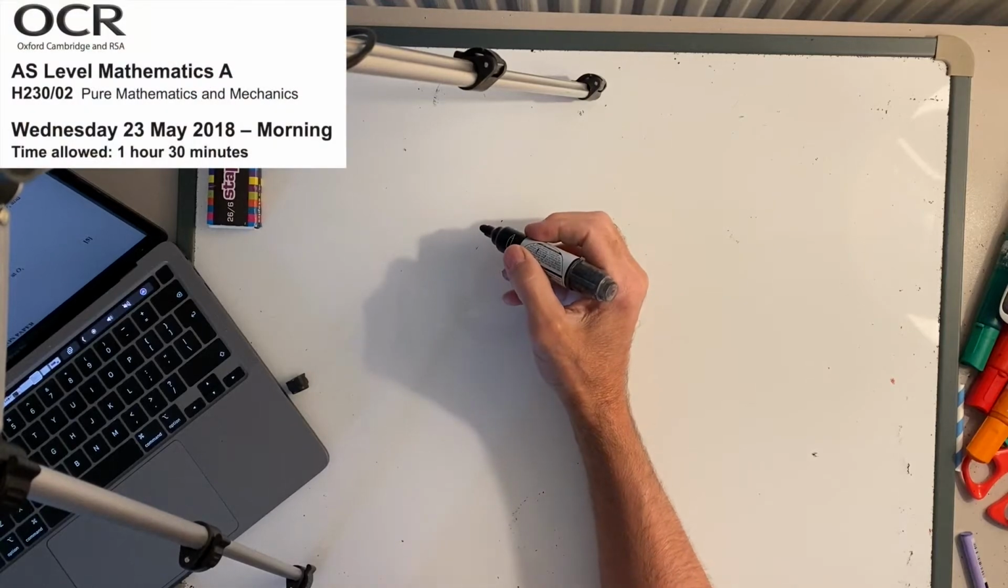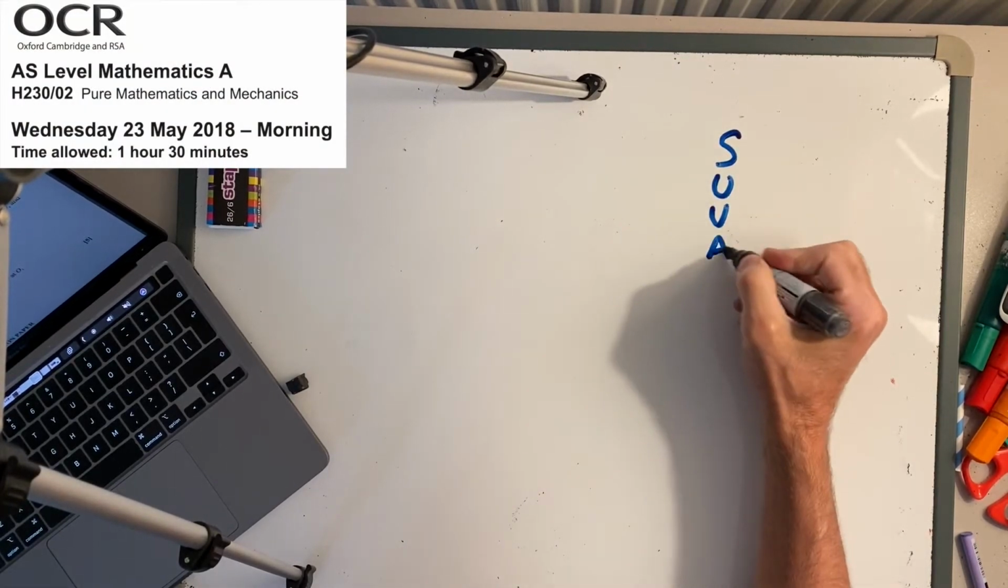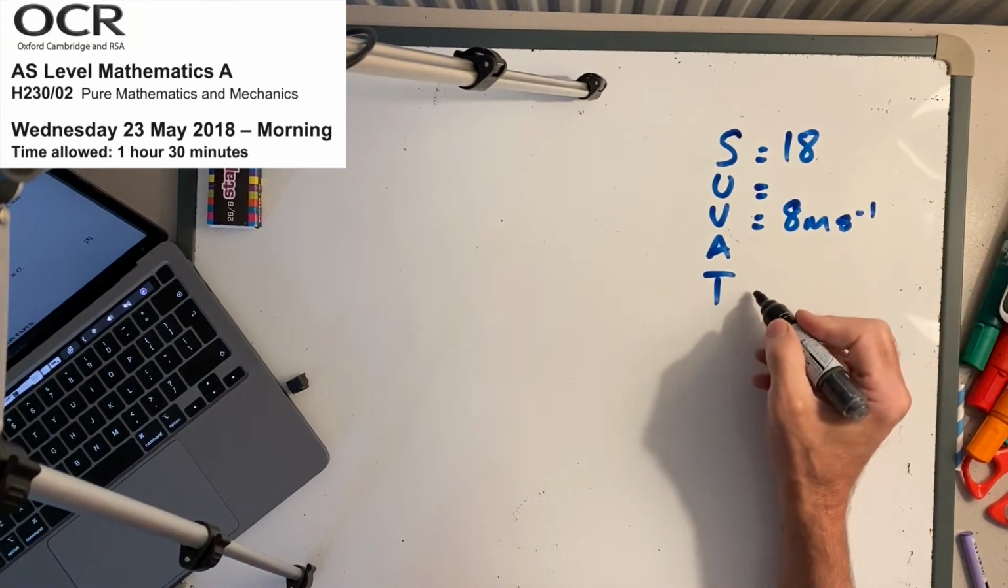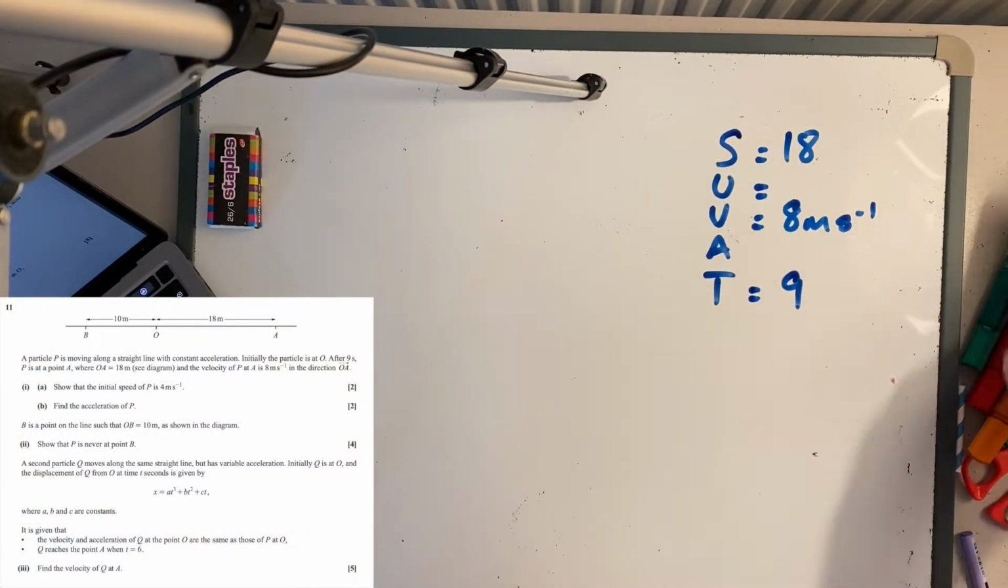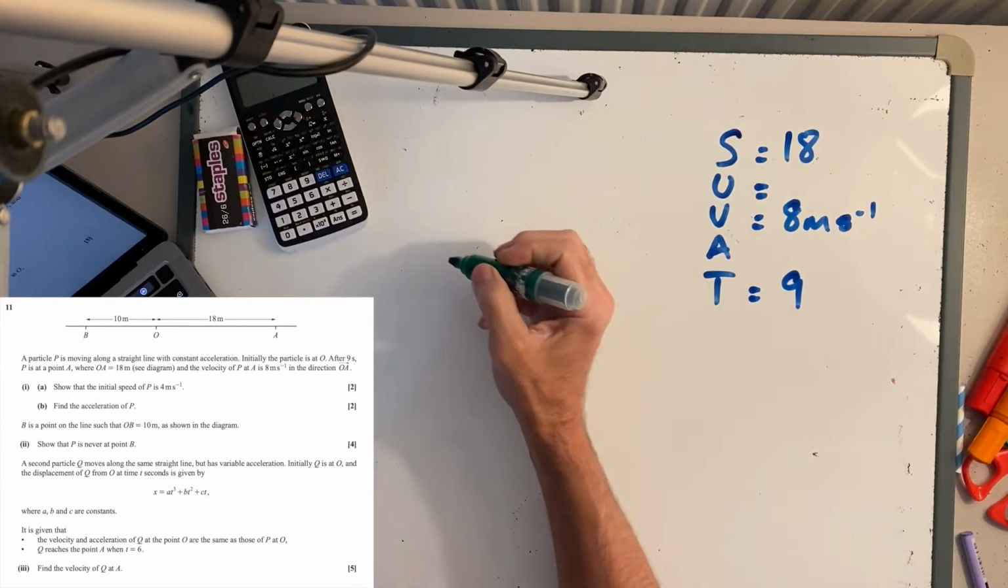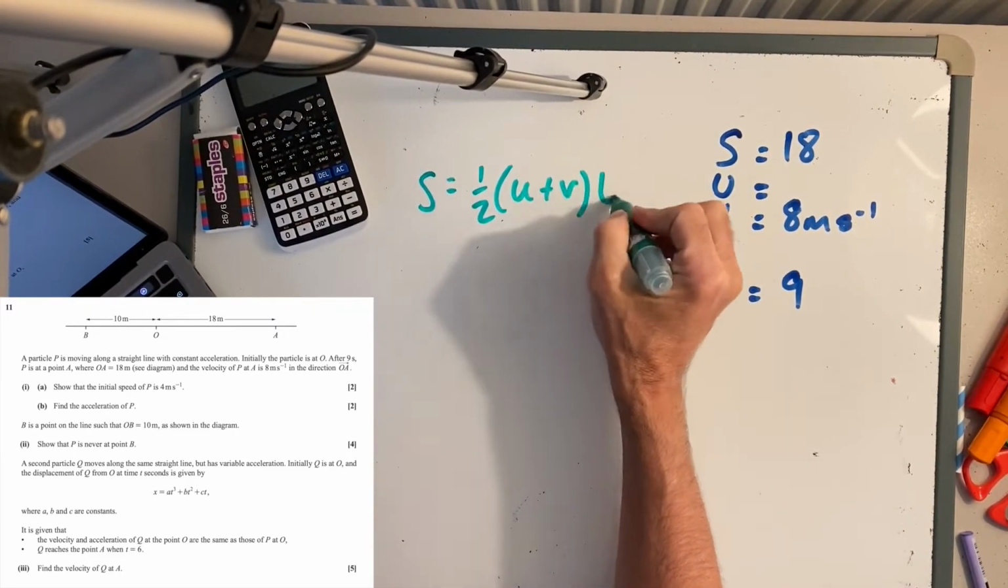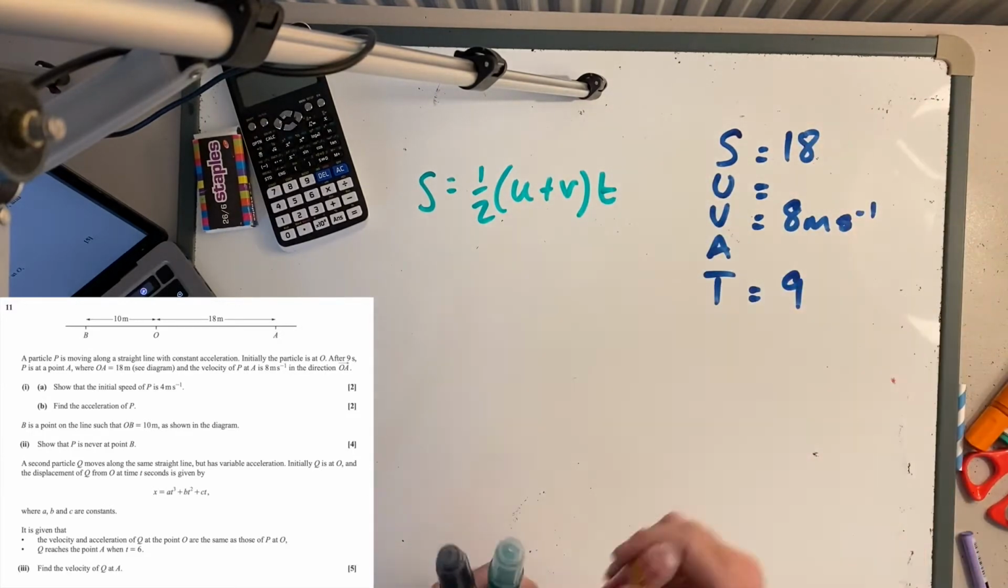Show that the initial speed is 4 meters. So let's do that. We know it's 18 meters there. We know the final one is 8 meters per second, and we know the time is 9 seconds. So therefore, what we can say is a whole variety of ones we can try and look at. I'm going to use S equals a half (U plus V) T, because that's the only one really with these three that you can use if you're trying to find U.